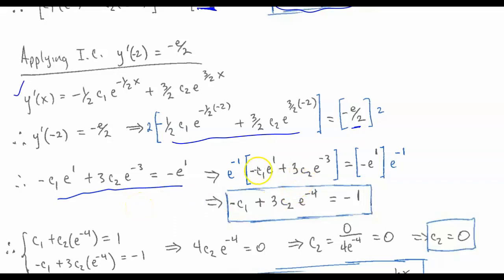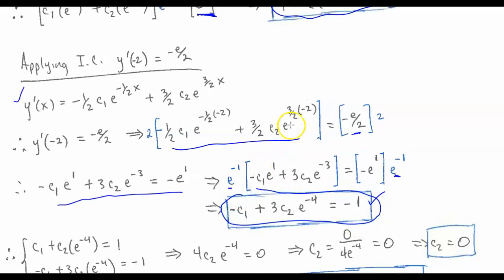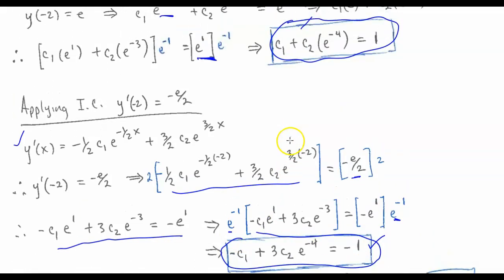Then I say, hey, I really don't want this e being here, or e raised to the 1 here. So I'm going to multiply by e raised to the -1 on both sides again. And of course, I get that. Now, if you look at what I have here and what I have up here, look at these two equations here.